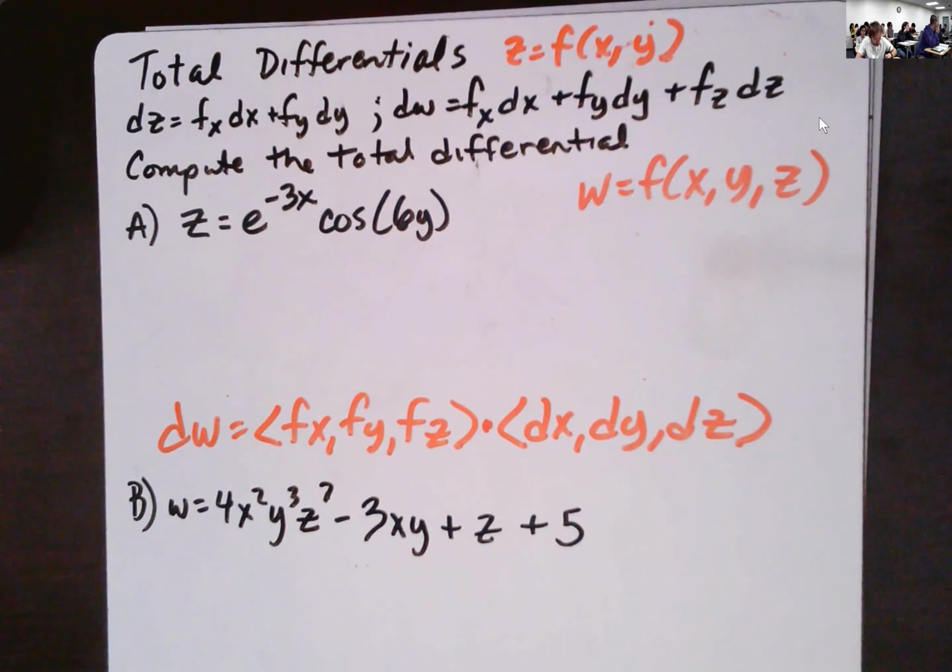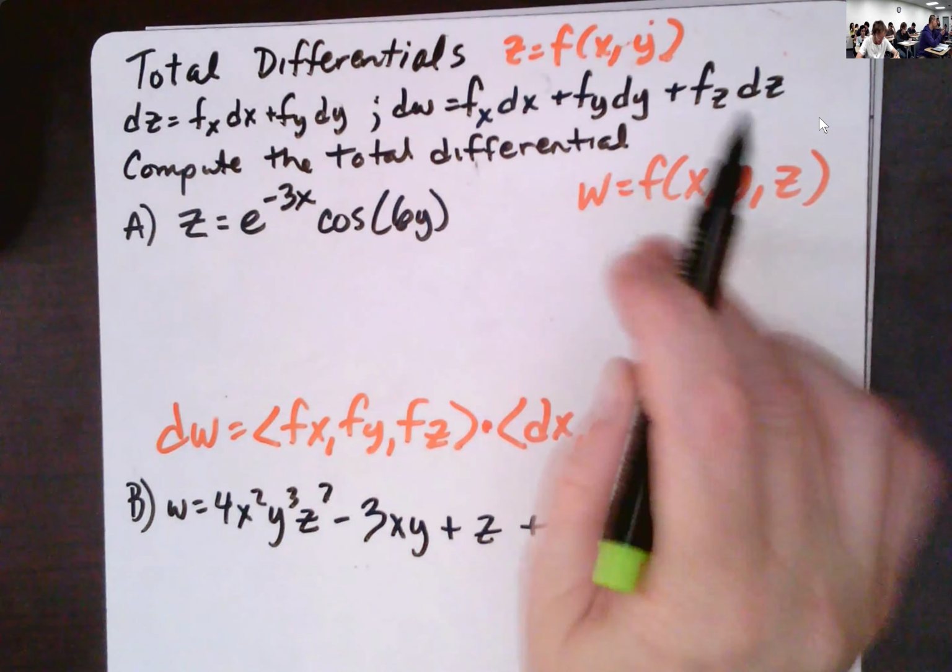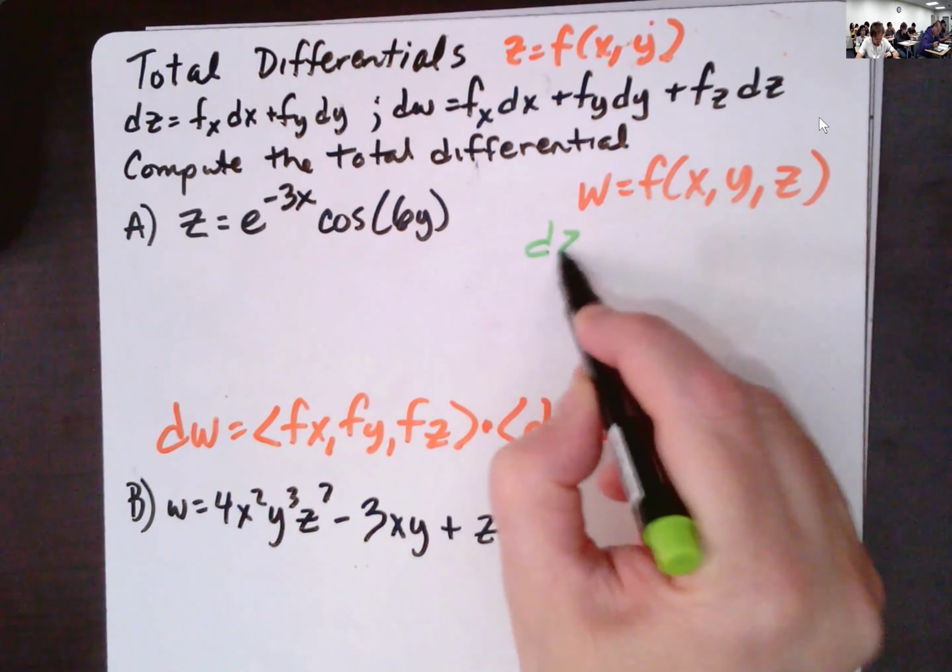Now, there's two different formulas. The first one is two variable, the second one is three variable. They just do the formula. That second one is the messier part.